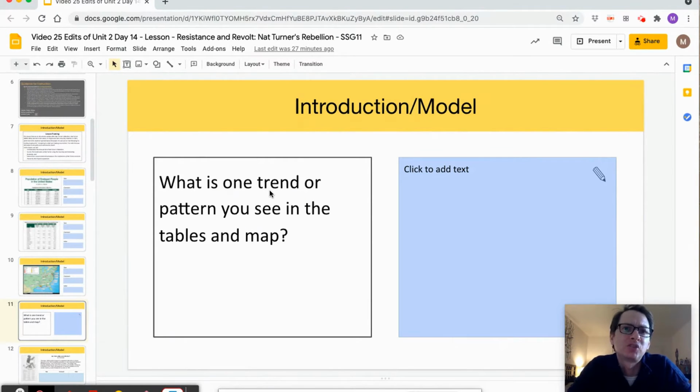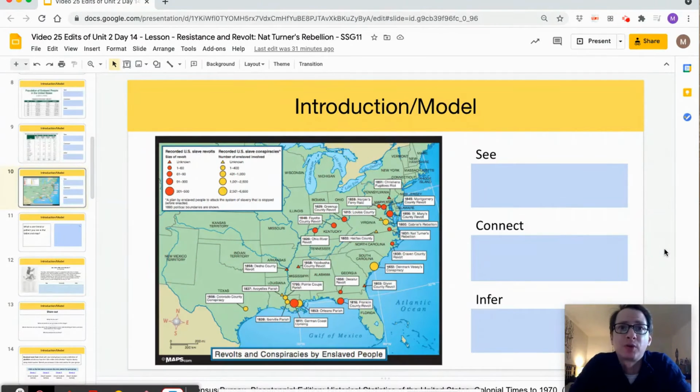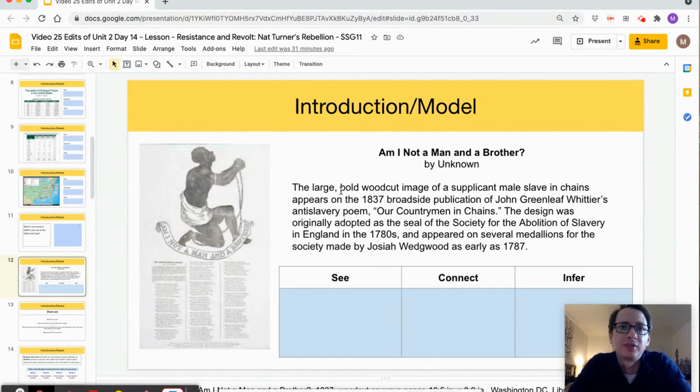Can you find any of the states in that second table on this map? Did they have large numbers or small numbers of revolts or conspiracies? Is there a connection here that you can make between them? For the last part of this introduction, you are going to apply this technique one more time to an image titled, Am I Not a Man and a Brother? And I would recommend you heed the advice I gave.